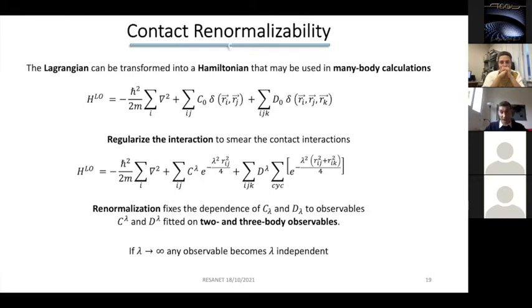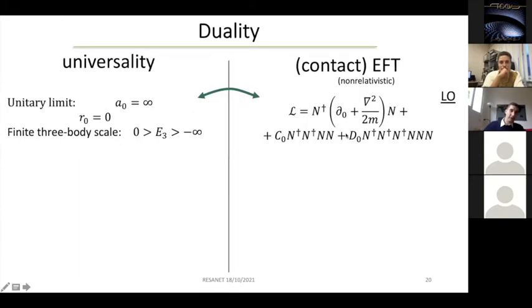Now, one can here talk a little bit more about the fact that for some people, the cutoff takes a more physical meaning. But in all my presentation, my cutoff will go to infinity, so we'll try to reach the contact limit. So instead of talking about that, I want to talk a little bit more about this duality.